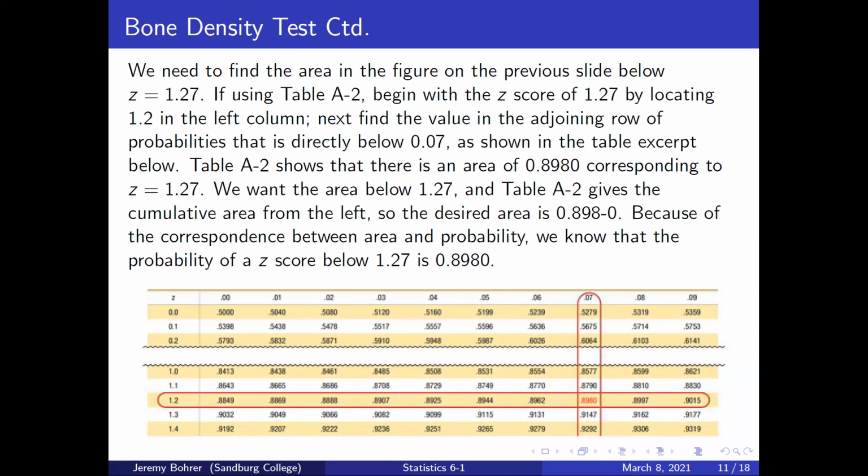Using table A2, begin with the z-score of 1.27 by locating 1.2 in the left column. Next, find the value in the adjoining row of probabilities that is directly below 0.07, as shown in the table excerpt below. Table A2 shows that there is an area of 0.8980 corresponding to z equals 1.27. We want the area below 1.27, and table A2 gives the cumulative area from the left. So the desired area is 0.8980. Because of the correspondence between area and probability, we know that the probability of a z-score below 1.27 is 0.8980.